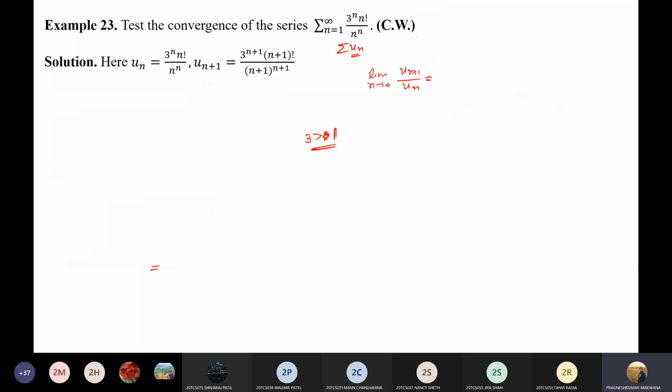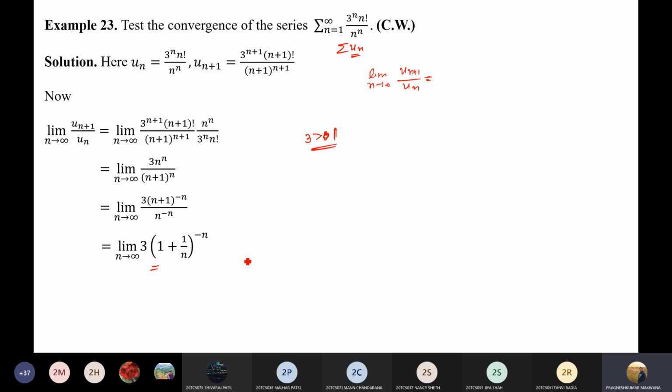Yes, Dev, Man. Divergent or convergent? Divergent, that was a mistake. But this series is convergent. Now what is the answer of this limit: n tends to infinity, 1 plus 1 upon n raised to minus 1 minus n? What is the answer of this limit?